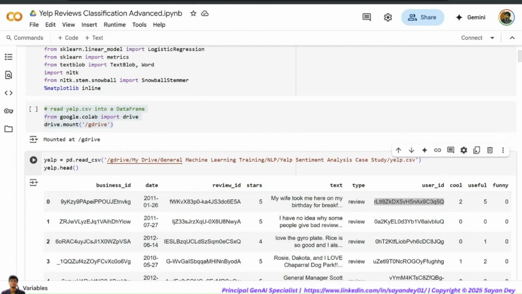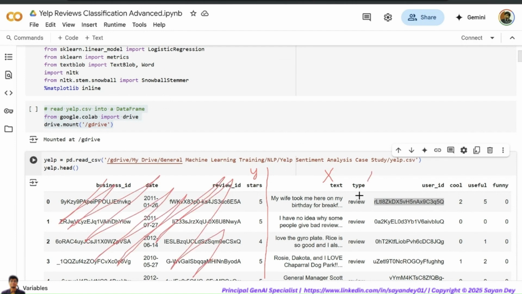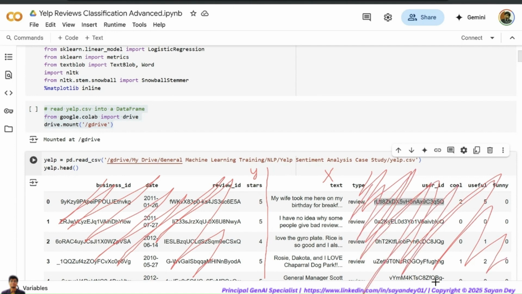So our focus is we will look at the text and we will predict the stars. This is what we are trying to do. You can ignore all the other columns. They are not important. So the big picture understanding that we have here is we are looking at the text, which is X, and based on that, we are trying to predict the stars, which is Y. That is the objective of this particular exercise.